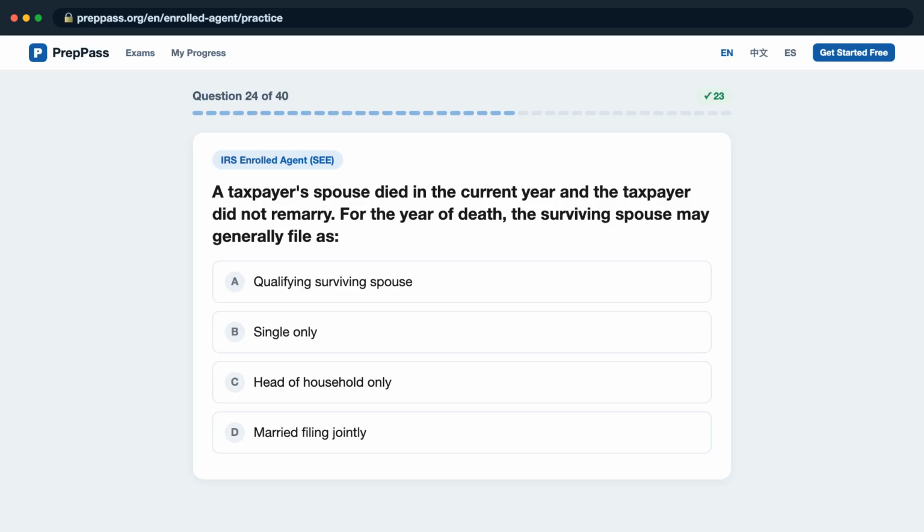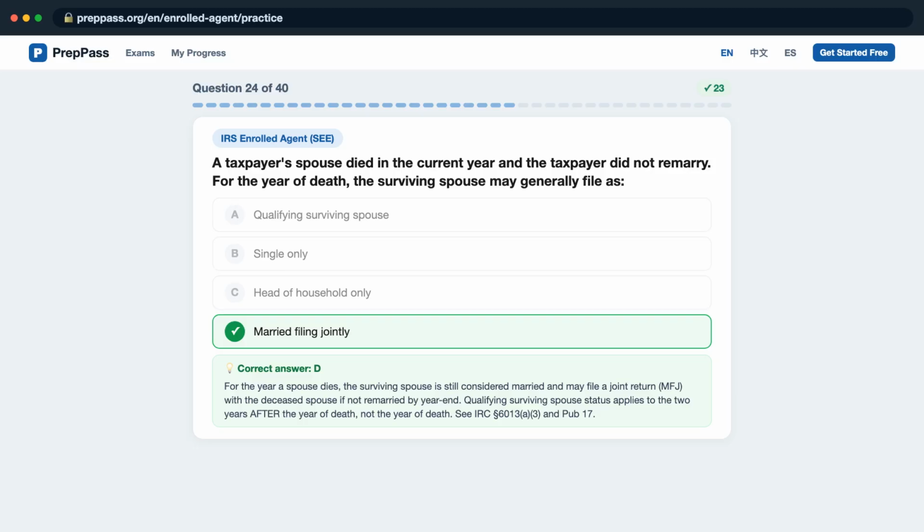Question 24. A taxpayer's spouse died in the current year and the taxpayer did not remarry. For the year of death, the surviving spouse may generally file as, is it A, qualifying surviving spouse? B, single only? C, head of household only? D, married filing jointly? The correct answer is D.